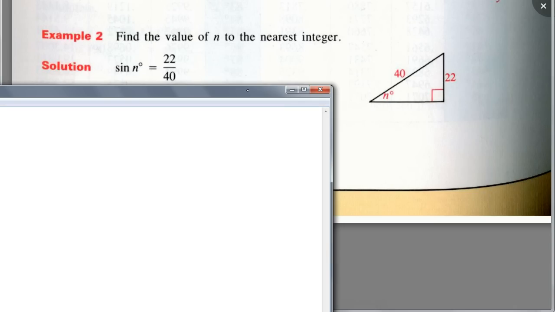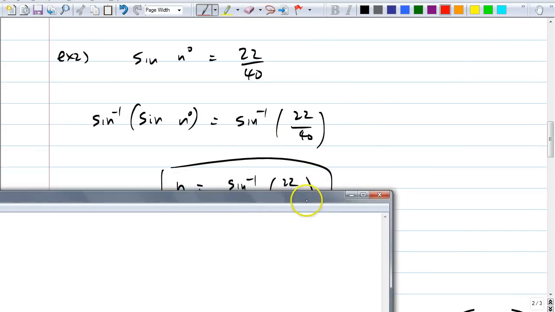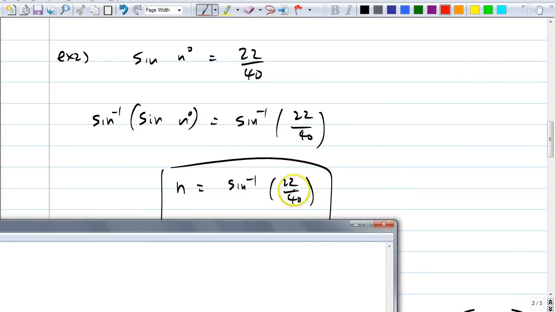So what are we going to do next to figure out what n is? On your homework tonight, you're going to write this. How do we get n by itself? Well, we have to get rid of this sine. You can't really divide by sine because sine isn't some number. It's like a ratio of the sides. So how do you get rid of this? Well, we've learned this. We multiply both sides by sine to the negative 1 power, which is sine inverse. We do that to both sides of this, and there's your exact answer: sine inverse of 22 over 40.